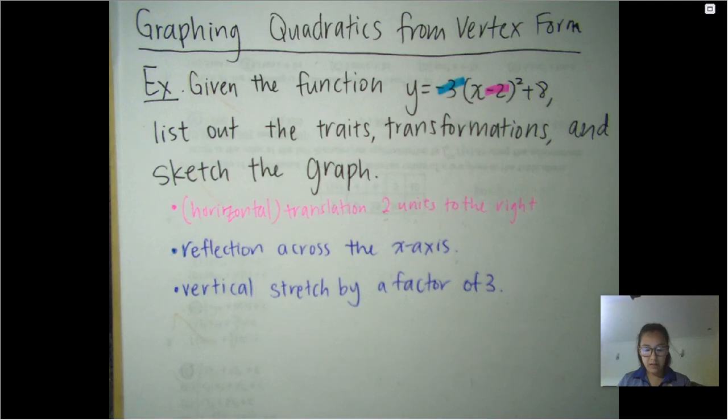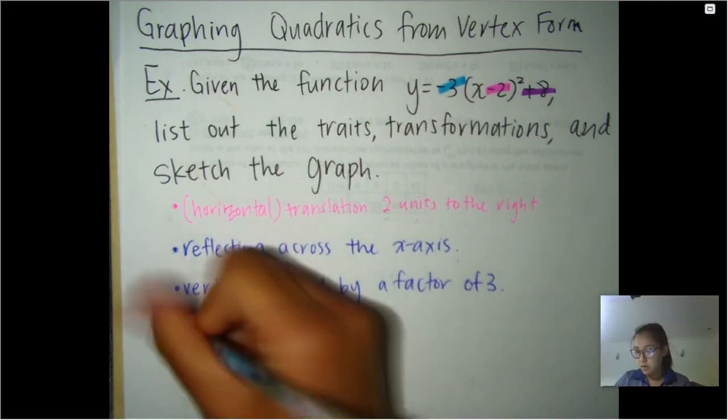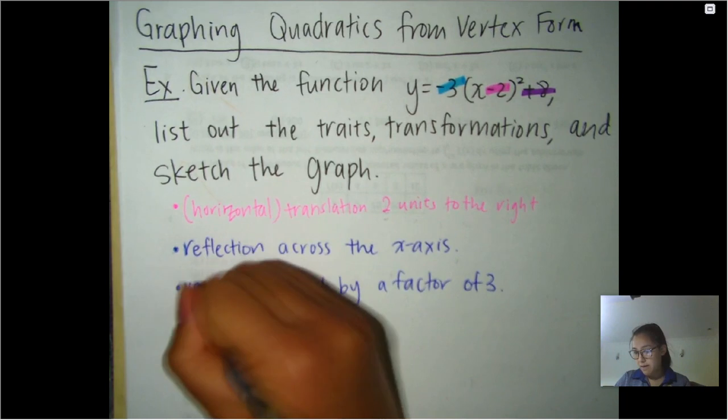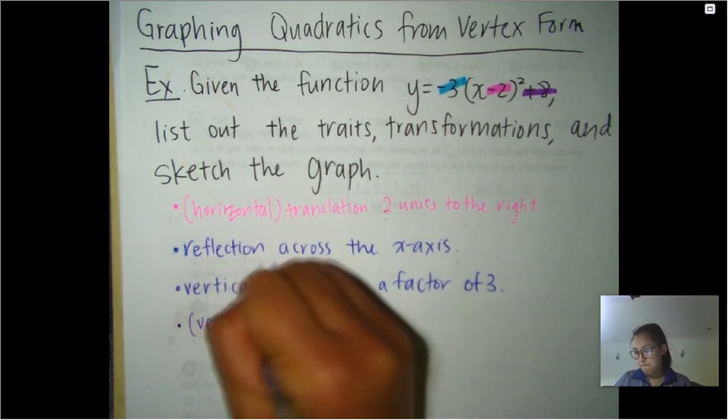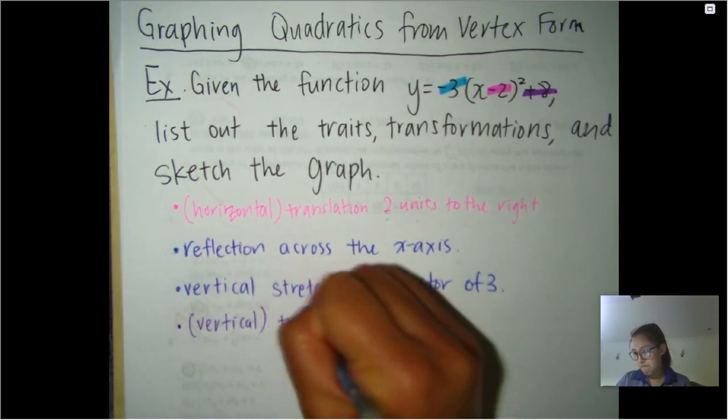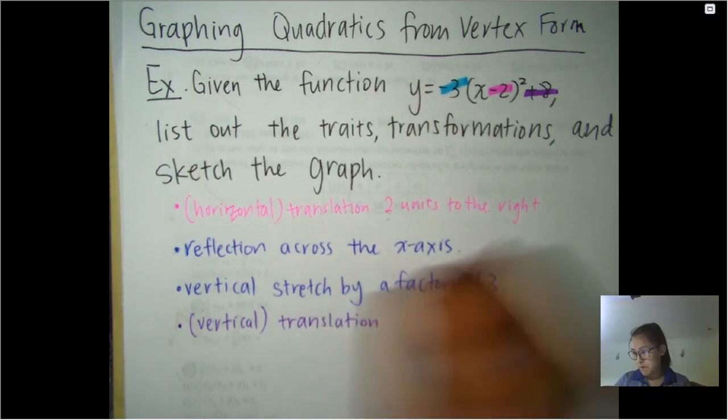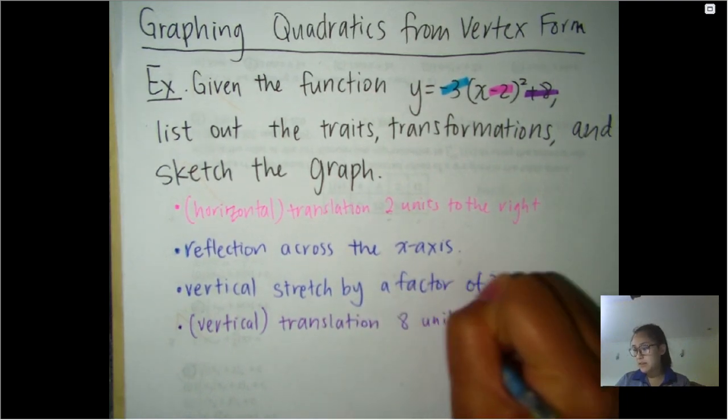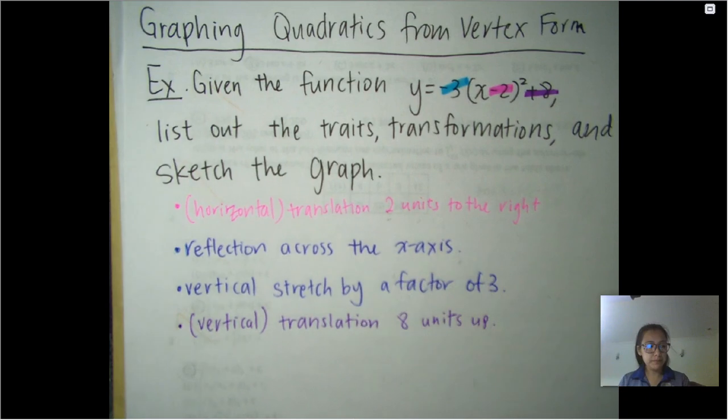And so that leaves us the +8. And that will be a vertical translation 8 units up.